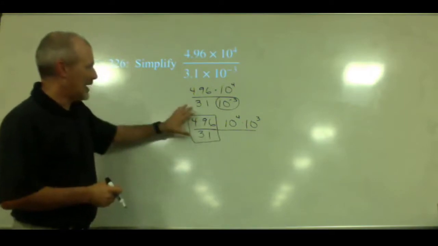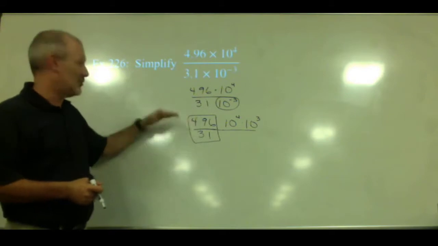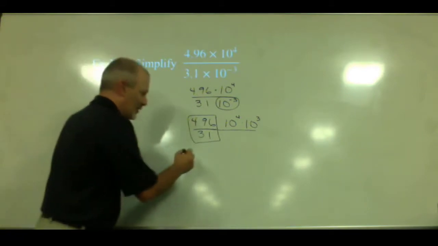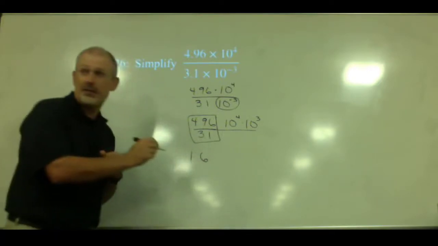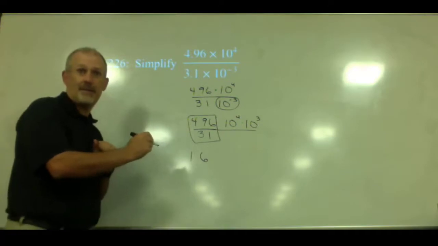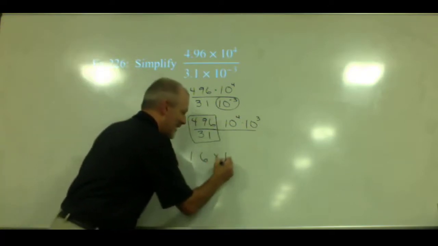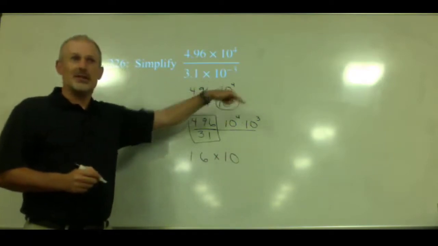So go ahead and combine your numbers here. What do we get when this is saying to do what? Divide. So 4.96 divided by 3.1. What do we get there? 1.6, I think. 1.6. Exactly. Times 10. And then what do we get when we combine these two tens? 10 to the 7th power.